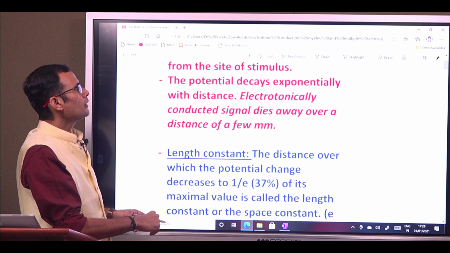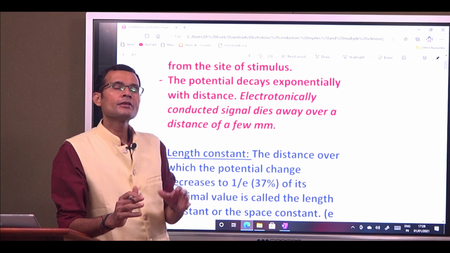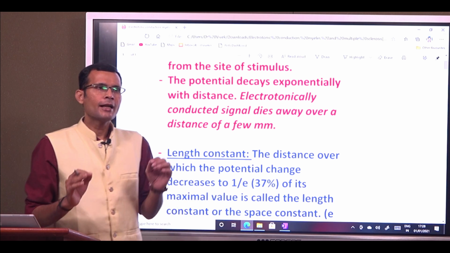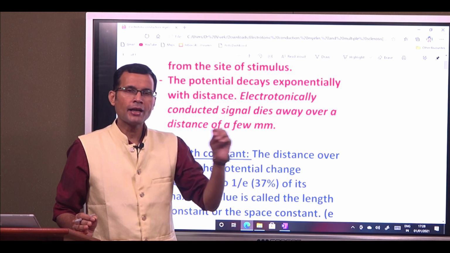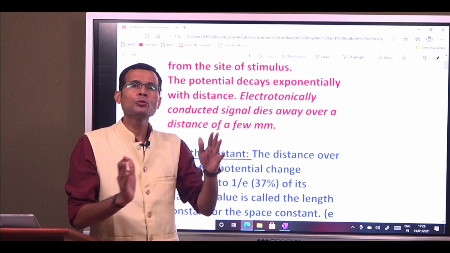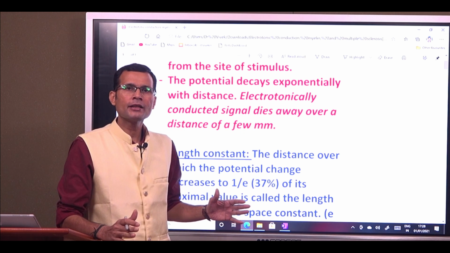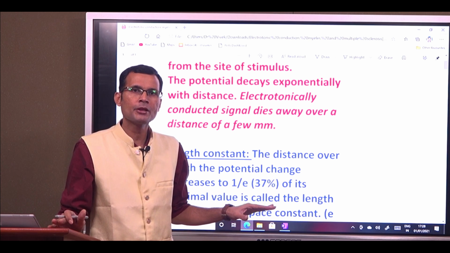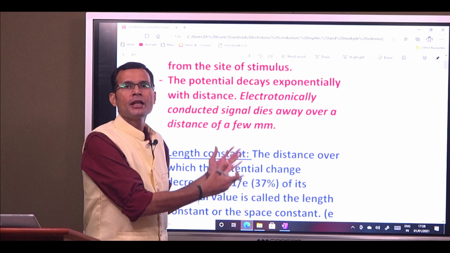Therefore, the electrotonically conducted signal dies away over a certain distance, let's say a few millimeters. Remember, electrotonic conduction can carry the current maximally up to 10 millimeter length of the axon. By 10 millimeter length, it will be completely extinguished. It will completely disappear by 10 millimeter length. And why is that? Because of the membrane capacitance.